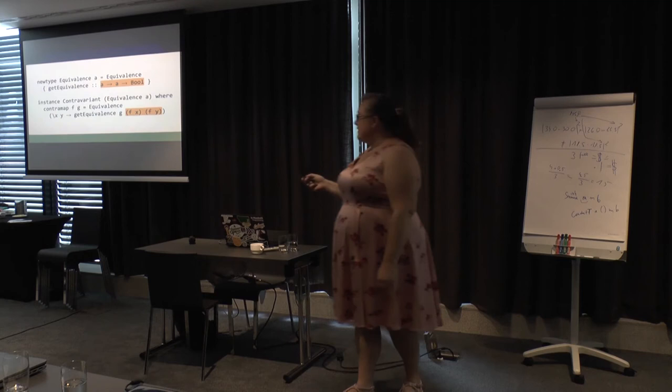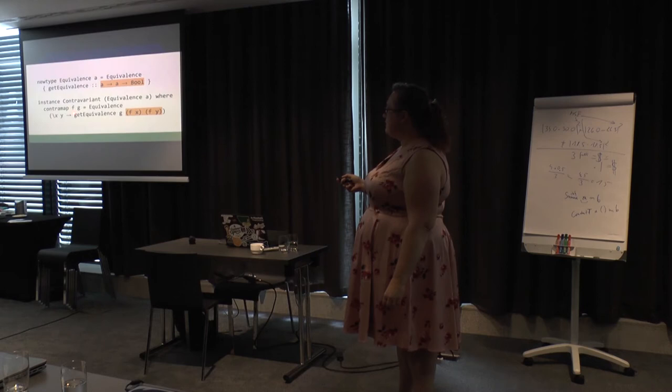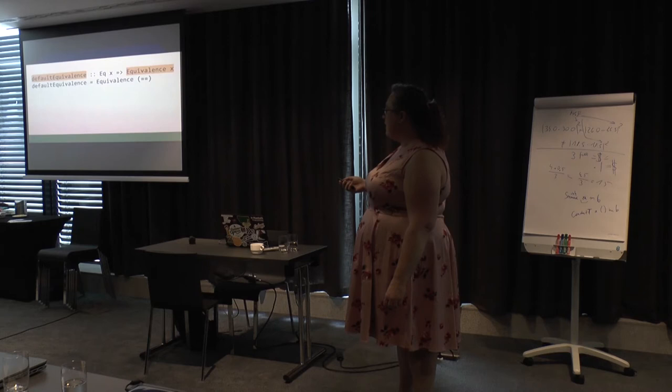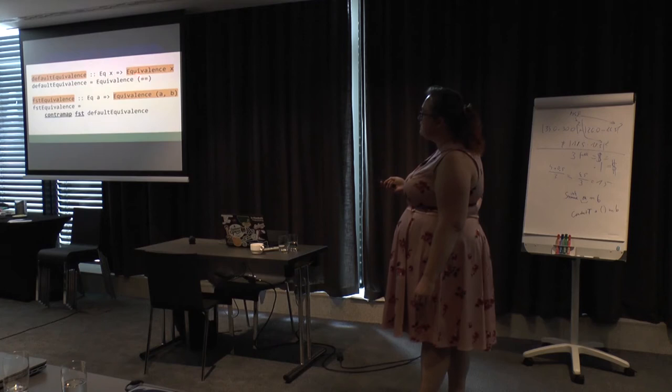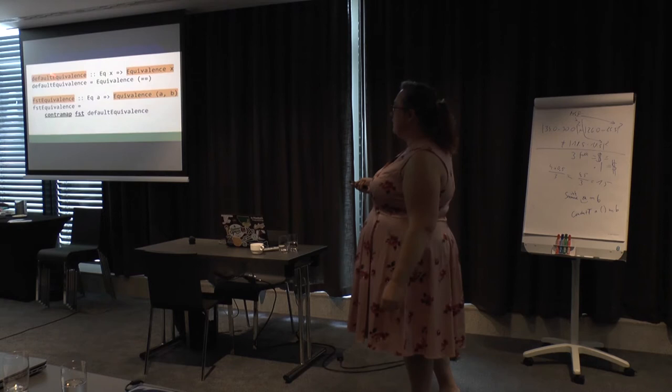All right, so the contravariant instance for this looks like this. We have the F and G functions here. We're going to have to pass an X and a Y into here to get this F function here to apply to X and also to Y. And then we apply G to the result of both of those. All right. So there is a default equivalence that is just equal to the equal sign. You can come up with other equivalences if you want to or need to.